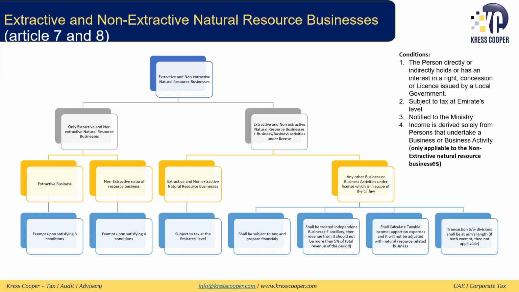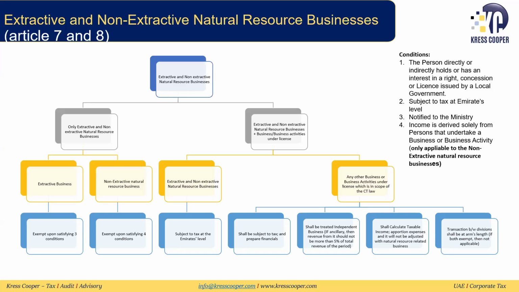Now, if they are doing a mixed business, extractive and non-extractive natural resource business and other business activity under the license, then the extractive and non-extractive natural resource business will only be subject to tax at Emirate level, and corporate tax will not be applicable to it. Like we just said, they will be exempt from corporate tax. But any other business activity that they are doing under the license will be in the scope of corporate tax, and they will be subject to tax in the UAE. They will need to prepare their financials, and that business will be treated as an independent business. There is only one condition: if it's an ancillary business and the revenue from it is not more than 5% of the total revenue of the period, then it can be considered the same as the extractive business. Otherwise, it would be treated as an independent business.